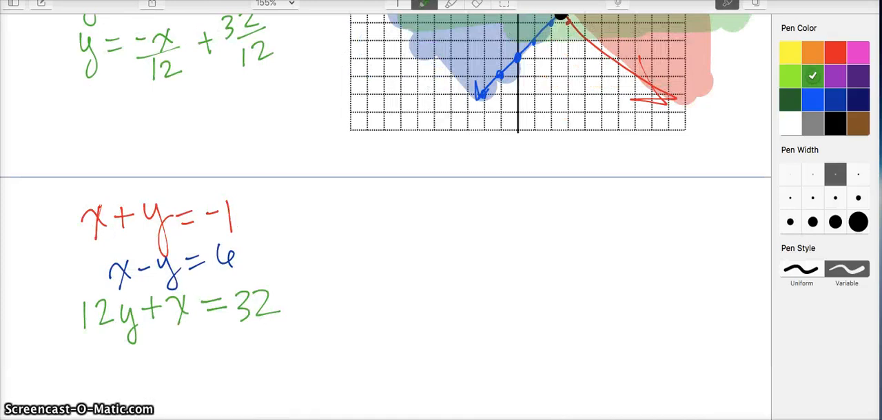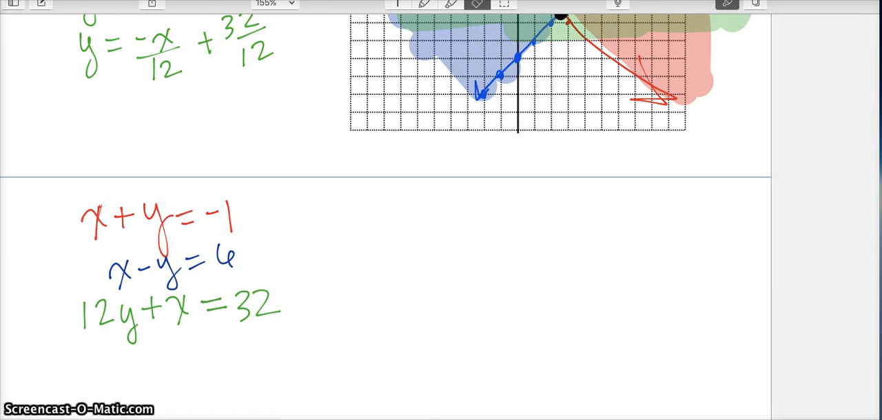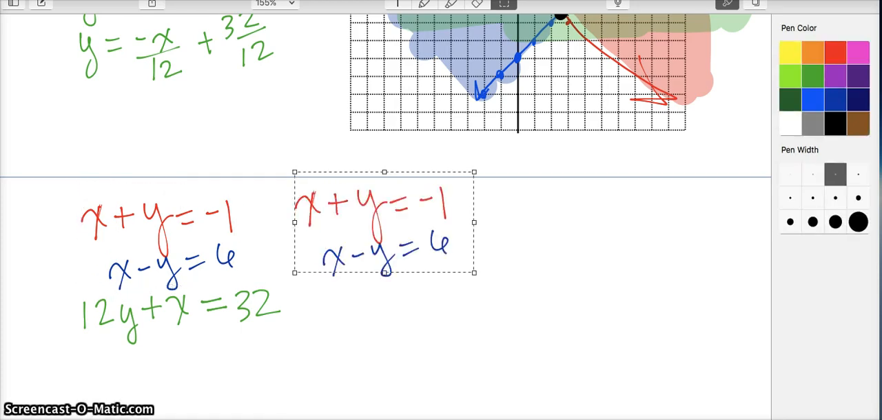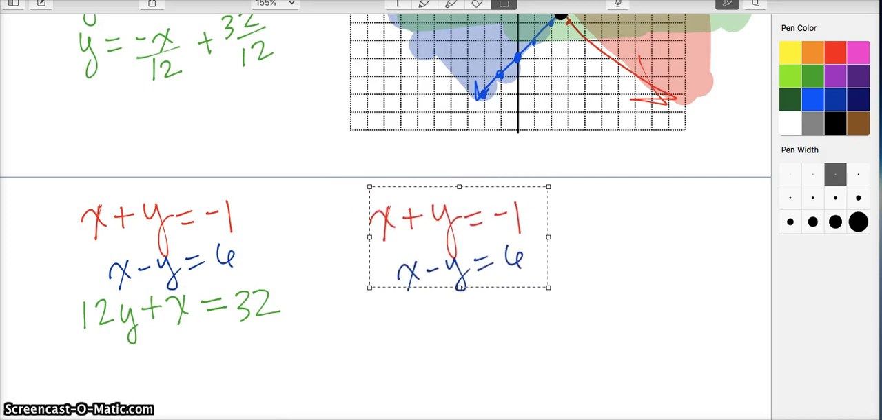In order to find these intersections, I'm going to take them as pairs, take the related equation to each of the inequalities, and figure out what their intersection is going to be. I'm going to be not lazy, but resourceful, right? I'm going to copy this and take these two equations and find the intersection point of the blue line and the red line.